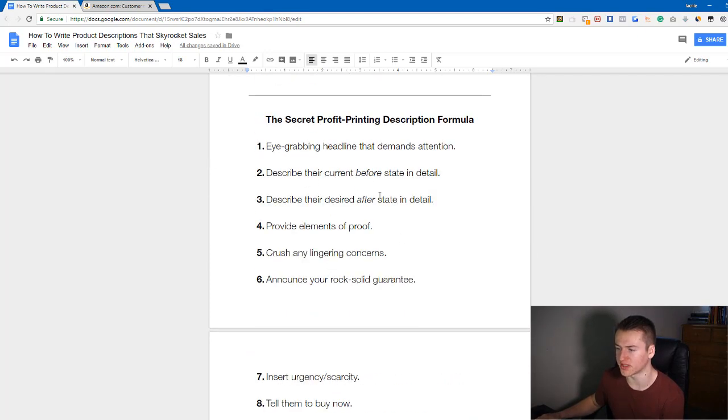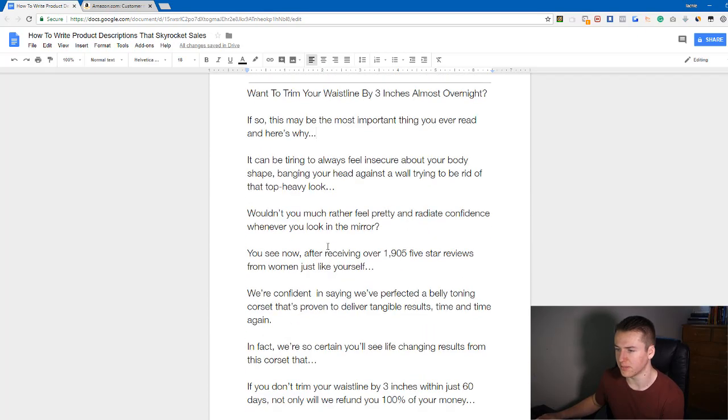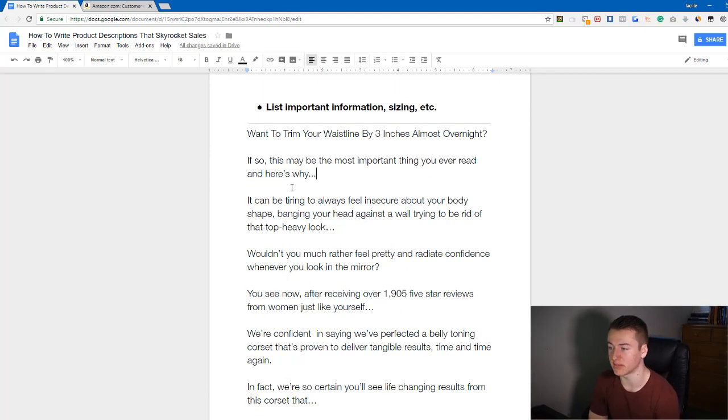Describe their current before state in detail. Let's go down. If so, this may be the most important thing you ever read, and here is why. So just, again, grabbing their attention, grabbing them by the throat and pulling them into our description. And then we go ahead to describe the before state. It can be tiring to always feel insecure about your body shape, banging your head against a wall, trying to be rid of that top-heavy look.